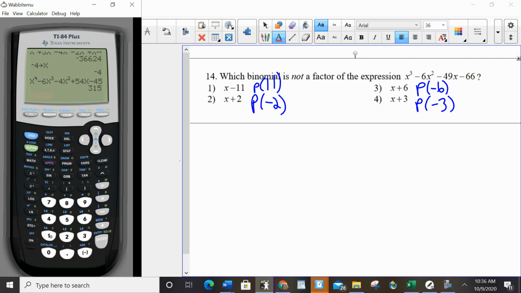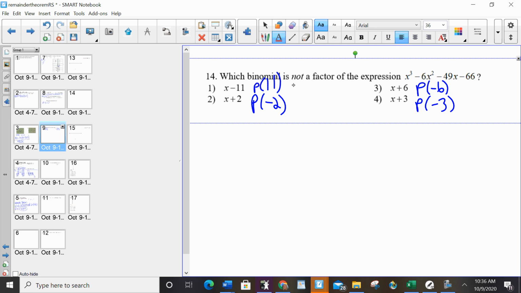So I'm going to start by storing 11 as x. And then I'm going to type in x cubed minus 6x squared minus 49x minus 66. I got 0. So, yes, that one is a factor.